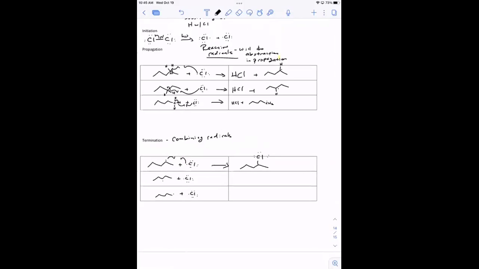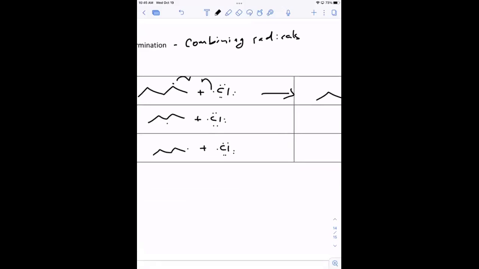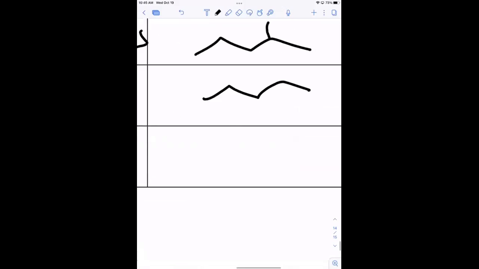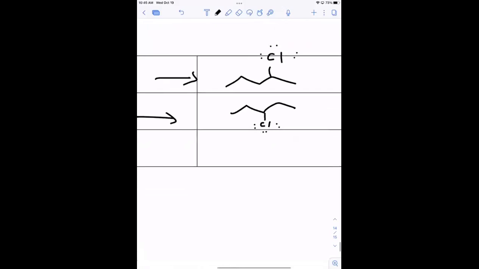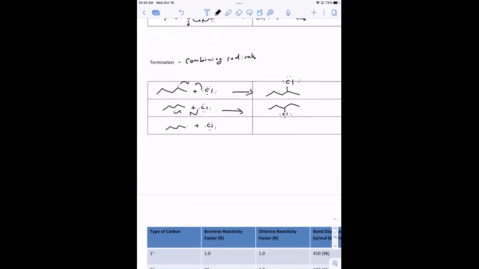Right. The termination part is the easy part. The propagation part is probably the most difficult. All right, then I want to do this. I want to take these two, combine them. That's going to give me that second product. Do you agree? All right, and when those two radicals see each other, they're coming for each other. It's that simple. Both are highly reactive. That's why radical chain reaction is not the preferred method to make alkyl halides, because you get so many different products. Right? Here, same thing.